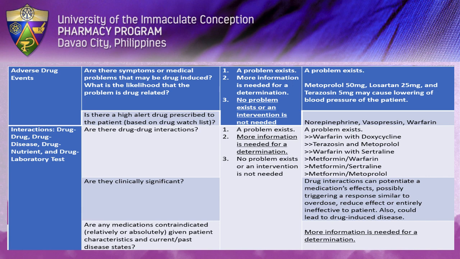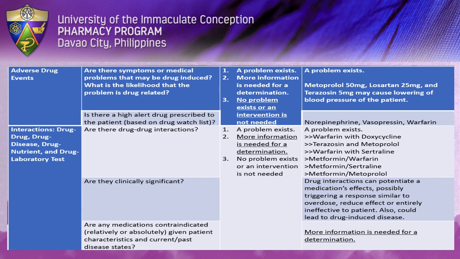Interactions: drug-disease, drug-nutrient, and drug-laboratory tests. Other drug-drug interaction, yes, a problem exists. Warfarin with doxycycline, terazosin and metoprolol, warfarin with sertraline, metformin and warfarin, metformin and sertraline, metformin and metoprolol. Are they clinically significant? Drug interaction can potentiate a medication's effect, possibly triggering a response similar to overdose, reduced effect, or entirely ineffective to patient. Also could lead to drug-induced disease.